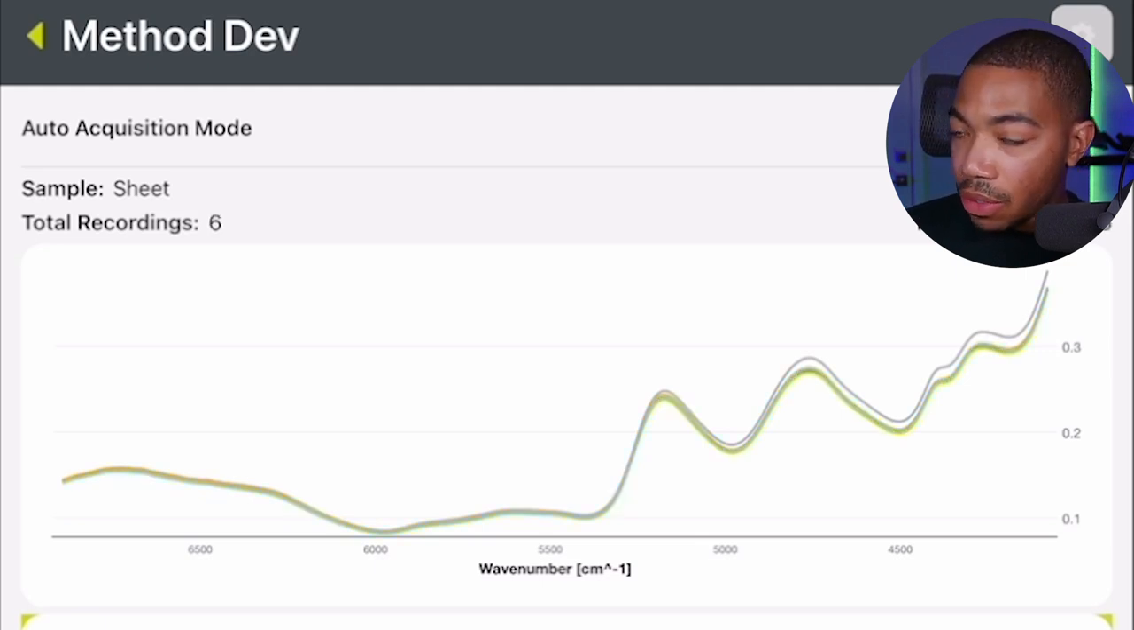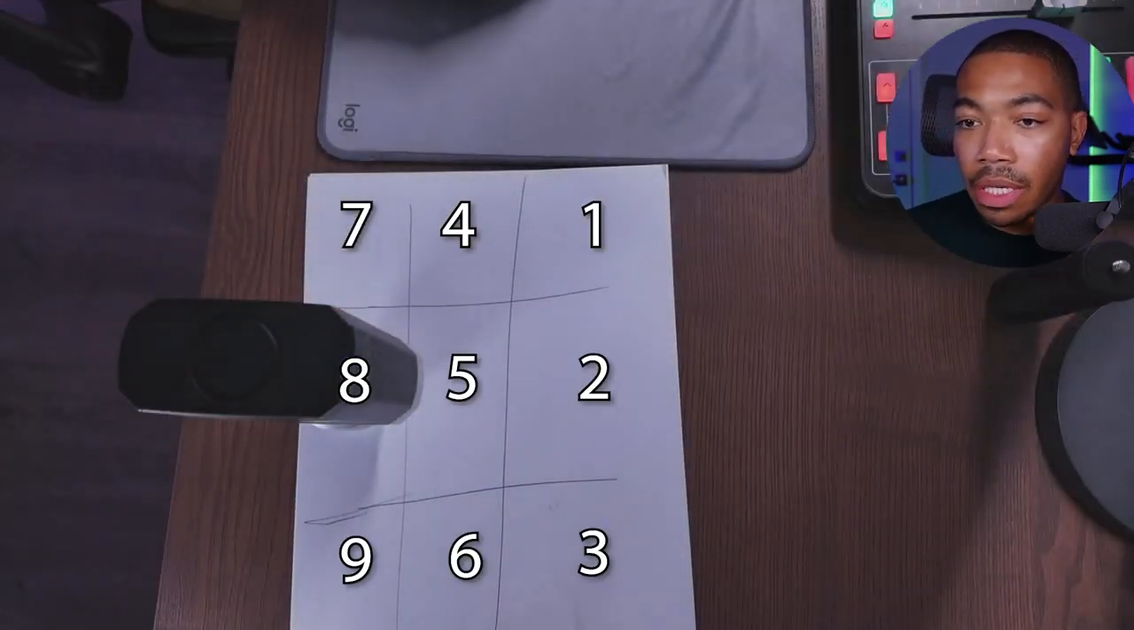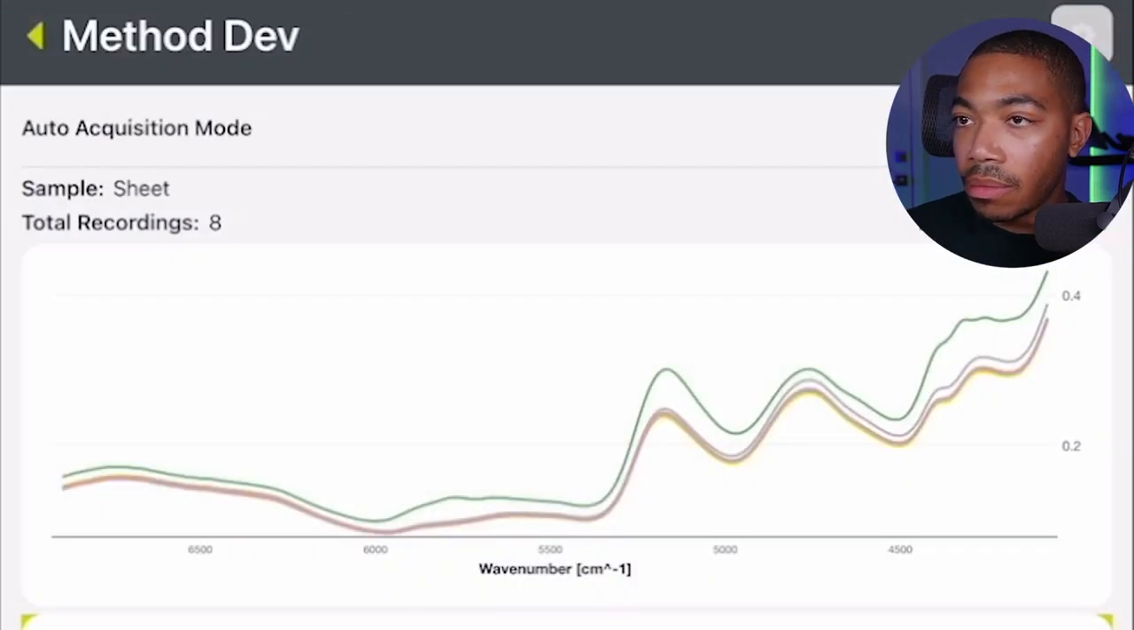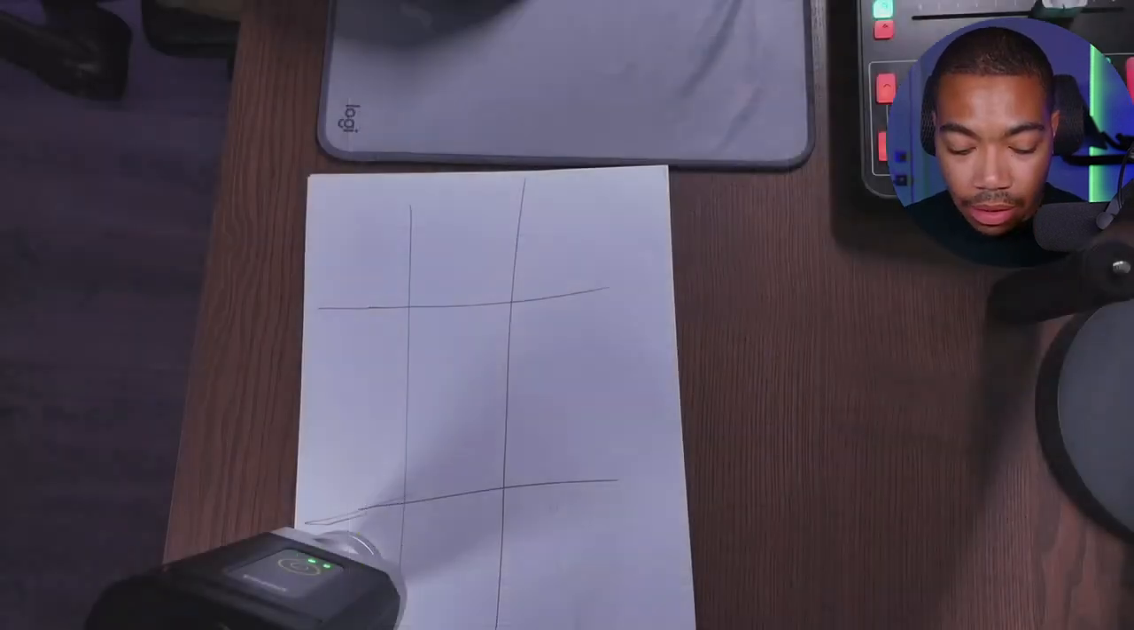I'm now on square 6. And so far they look really consistent. I am now on square 8 or 7. Now I'm moving to 8. Oh, it looks like we did have one pop up. I think that was square 7. That looks really wonky. And so that's all of them.